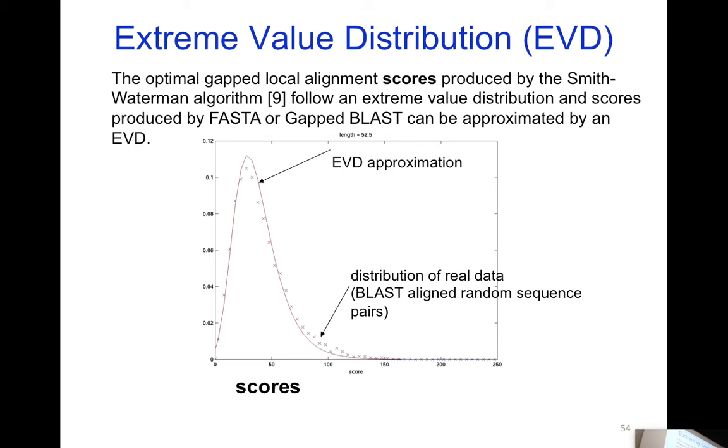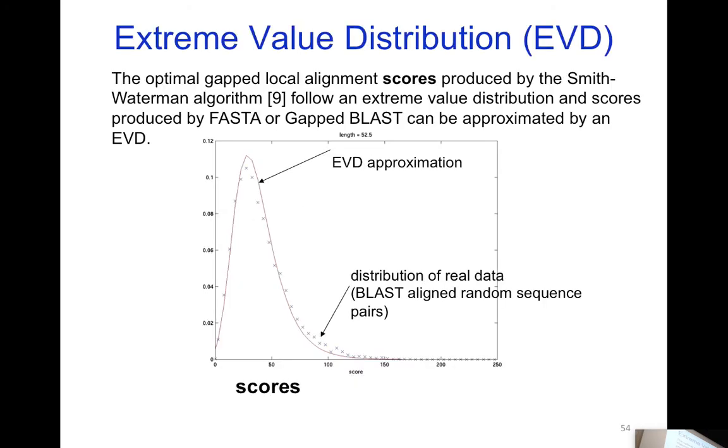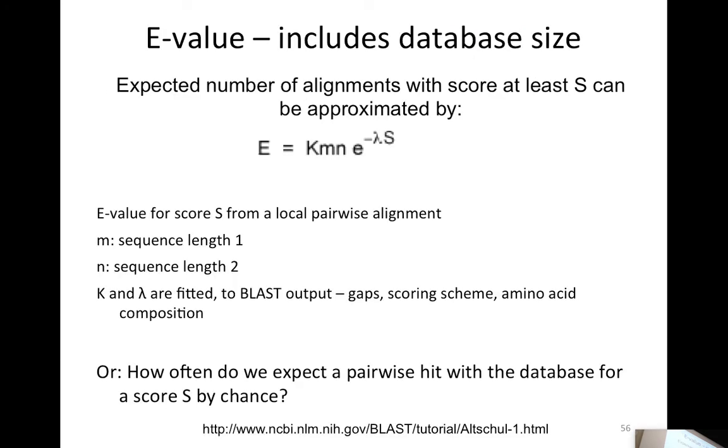And actually, you can write the red line down in an equation, and that's what's done here. The M and the N are the sequence length of the query and the database, and the K and the lambda are parameters that you can fit. So we can literally make a fit to this function here, and then we can estimate these parameters K and lambda.